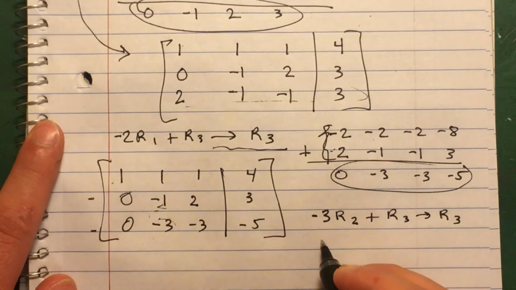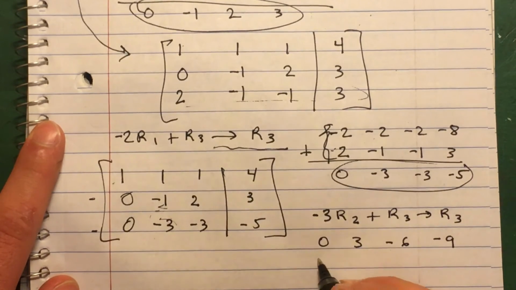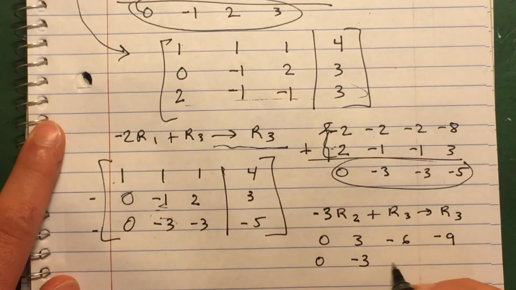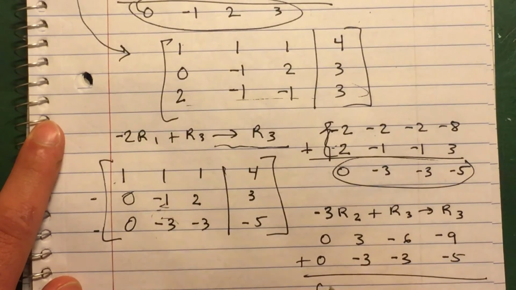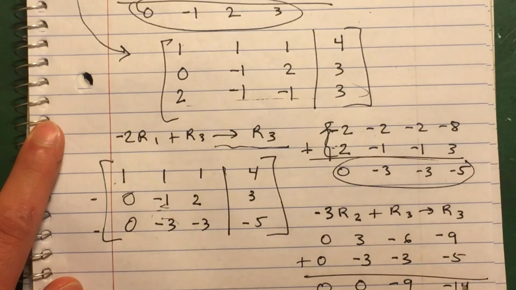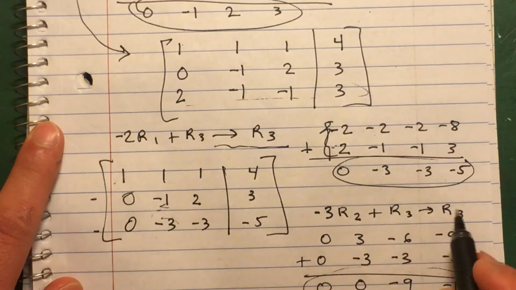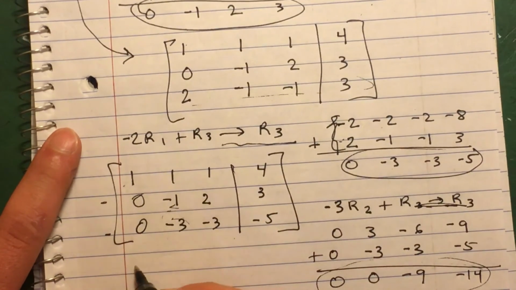So that gives us 0, 3, negative 6, and negative 9, and I'm going to add it to 0, negative 3, and negative 5. All right, I'm going to add these two, and what I get is 0, 0, negative 9, negative 14. And this, as I said, I'm going to place where R3 is. And what that gives us is 1, 1, 1, 4, 0, negative 1, 2, and 3, 0, 0, negative 9, and negative 14.